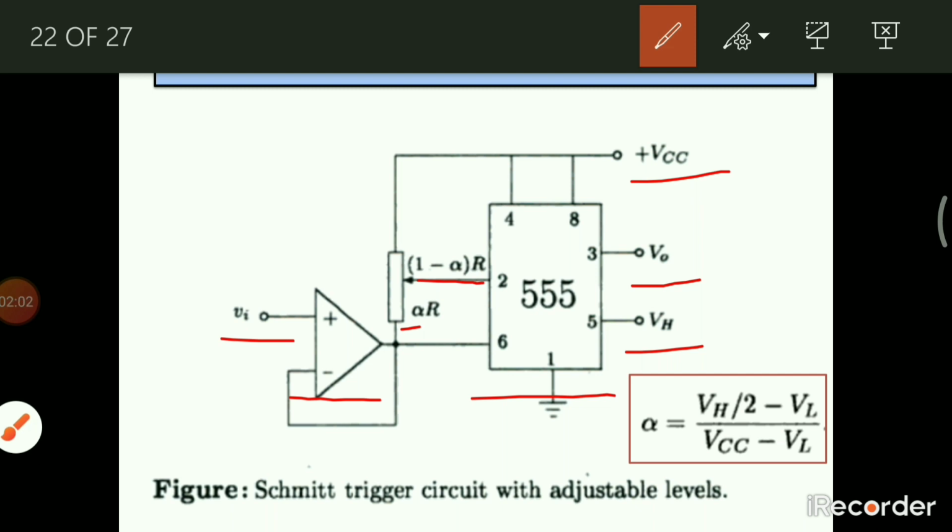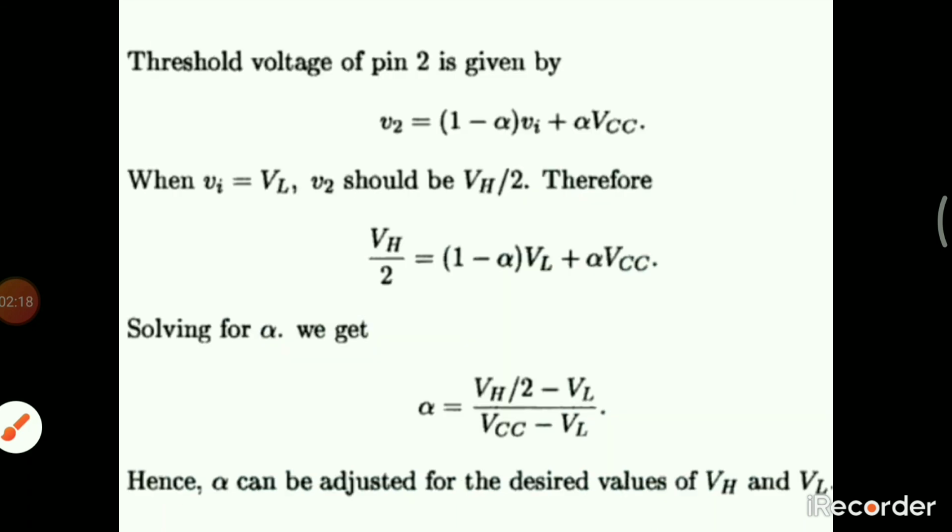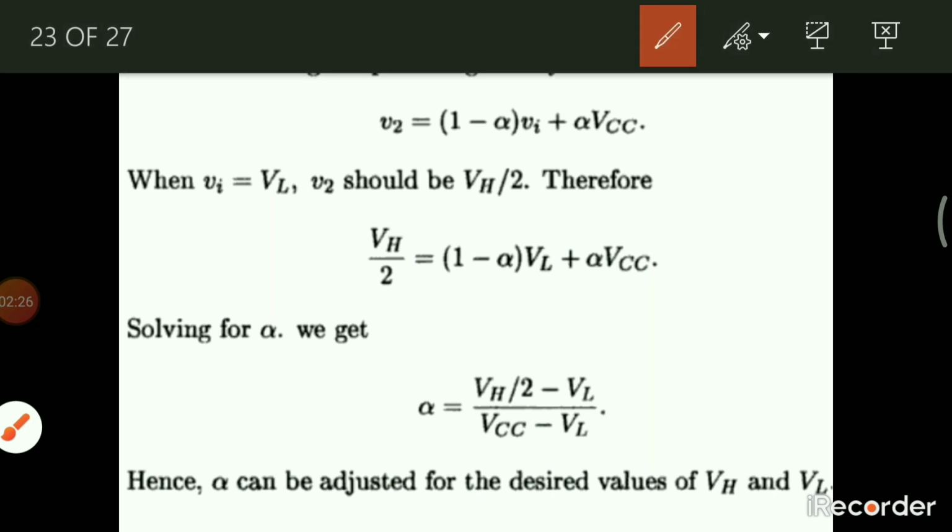Now here alpha is given as alpha equal to VH by 2 minus VL divided by VCC minus VL. Then the question is how to find out alpha. To find the alpha value, the threshold voltage of pin 2 is given by V2. V2 is the voltage at pin number 2. It is nothing but 1 minus alpha into Vi, where Vi is the input voltage, plus alpha into VCC.